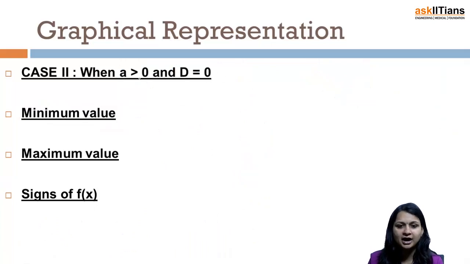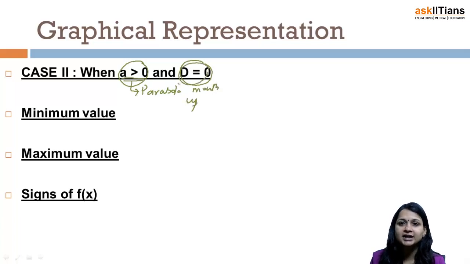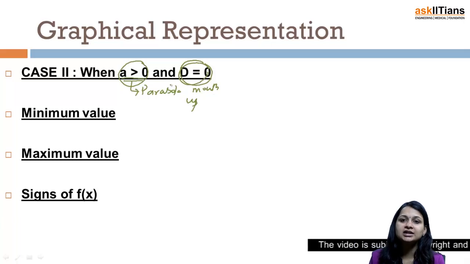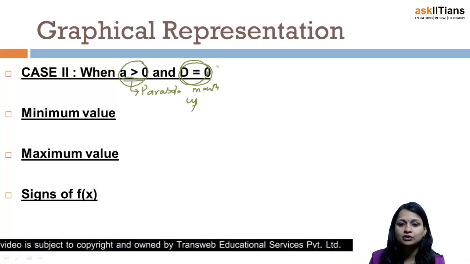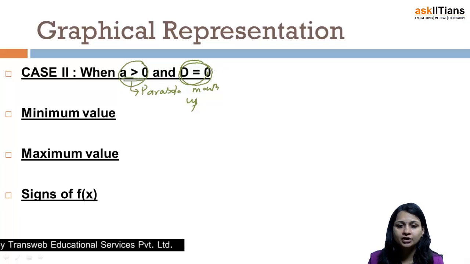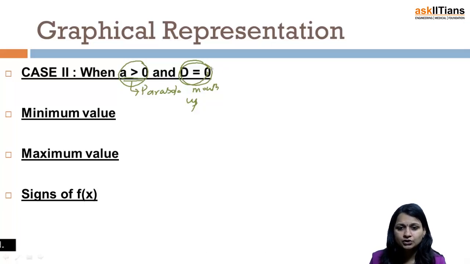Whenever I am having the second case, that means a is greater than 0 and discriminant D equal to 0. Basically a greater than 0 represents that the parabola will have its mouth upwards. Discriminant represents how many times it will cut the x-axis. Because D is equal to 0, I will have two real equal roots, so it will cut the x-axis once. Okay, so let me draw my graph now.